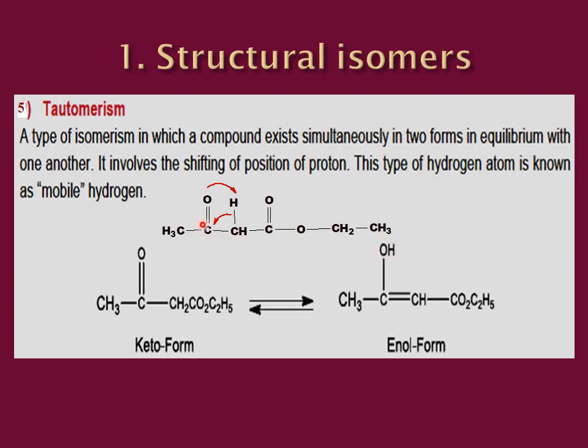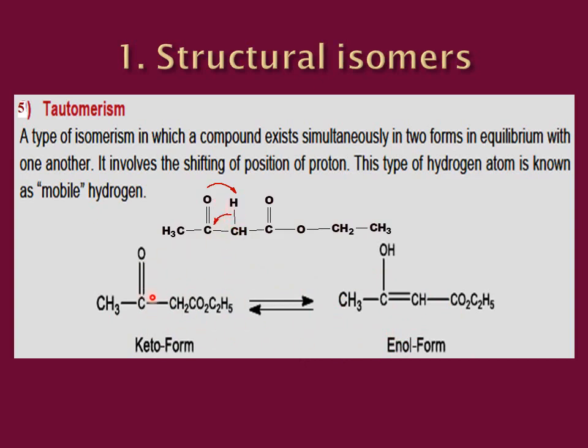Why? Because an ene is present, a double bond, and ol is present, a hydroxyl group, together on the same carbon atom. That is why it is called enol. This is the keto form. You can see the ketone functional group, and this is the enol form. They exist in equilibrium due to the transfer of this proton within the molecule. This type of isomerism is called tautomerism.